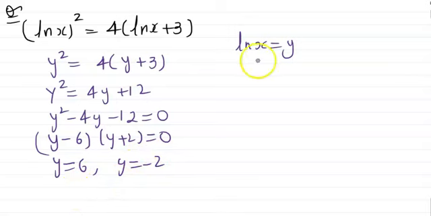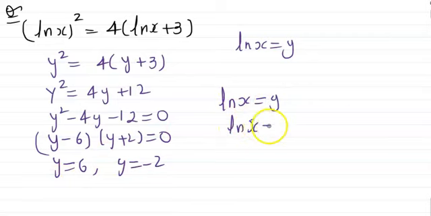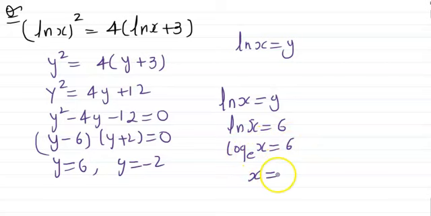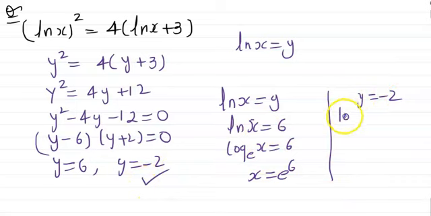Okay. What is y here? ln x. So ln x is y and y is 6. Ln is basically log base e. So x is e to the power 6. Similarly, for the second value, y is minus 2. So you can say log base e of x equal to minus 2. So x is e to the power minus 2.